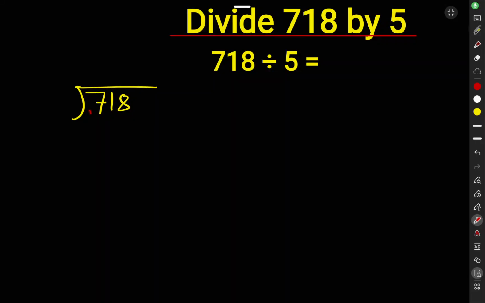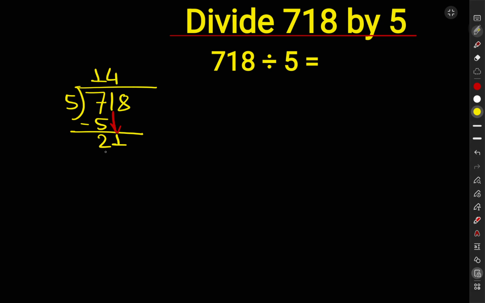We divide 718 by 5 in long division method. 5 times 1 is 5. On subtracting we get 2. So now we put down this 1 and it is 21.